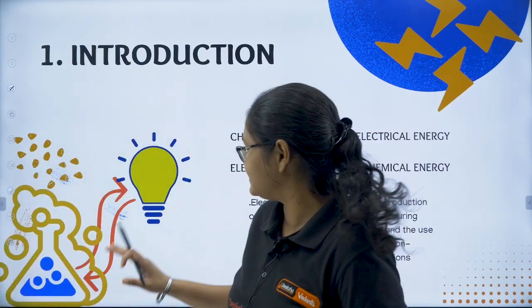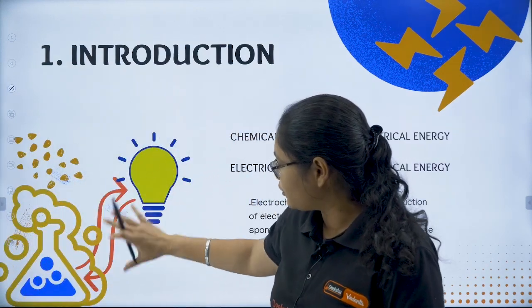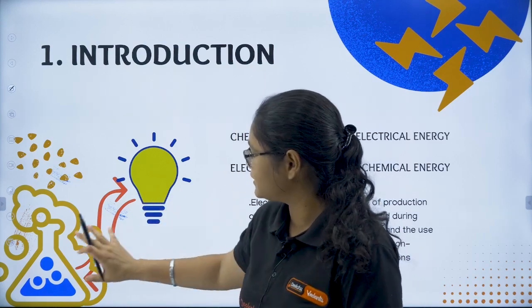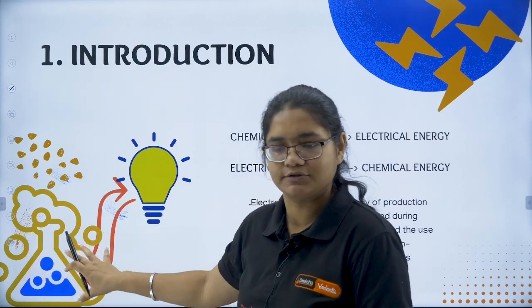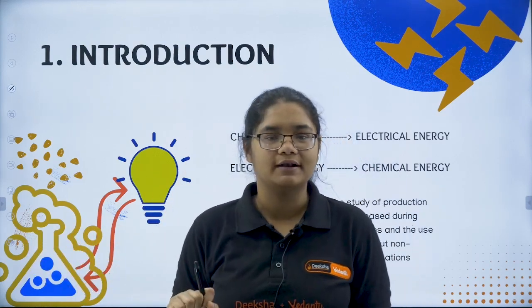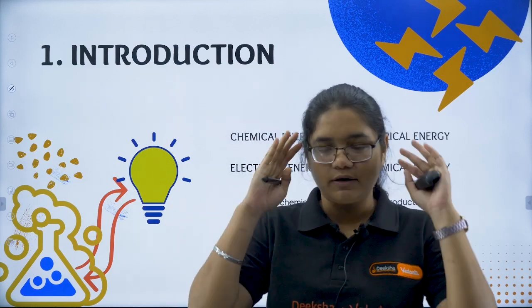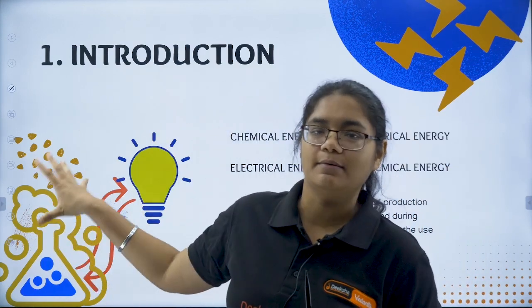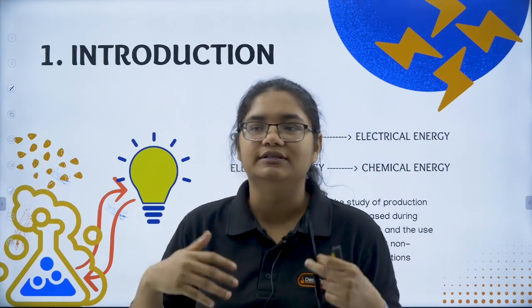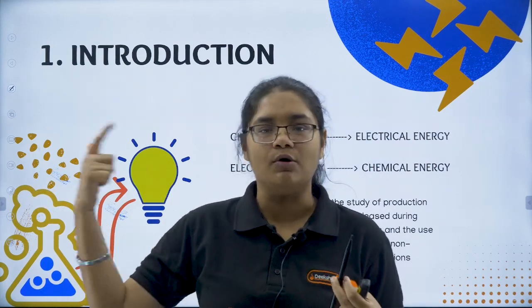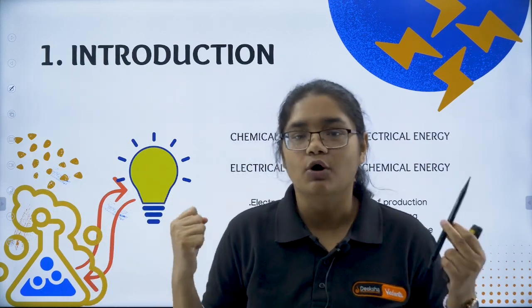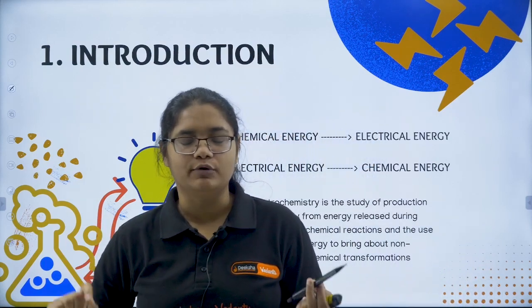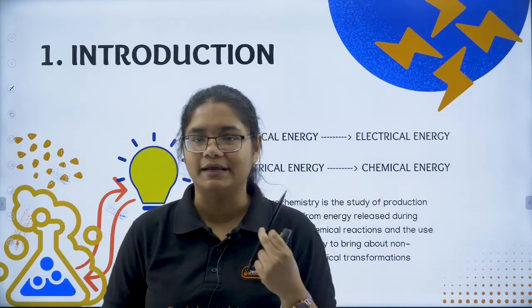Can you see this diagram? There are 2 arrow marks, there is a test tube, some chemical reaction is going on, and there is a bulb glowing. Can you quickly comment what you can think of in this diagram? Suppose this diagram is given to you and you are asked to describe it, what will be your thoughts? Please write down in your rough notebook or put it in the comment section quickly.